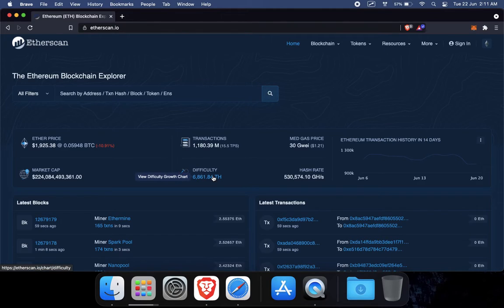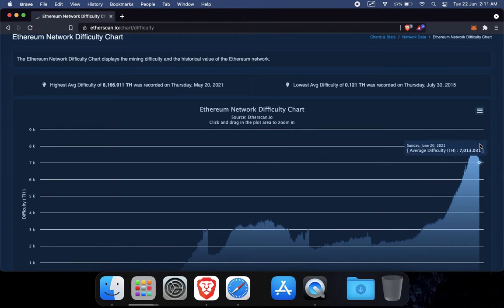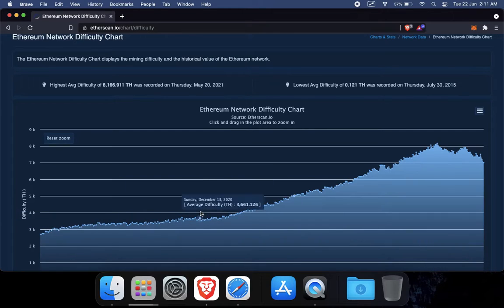Okay, difficulty is, as the name suggests, how much more difficult it becomes for the miners' computers to mine on the network. So over the past few months, you can see the difficulty is increasing, right?